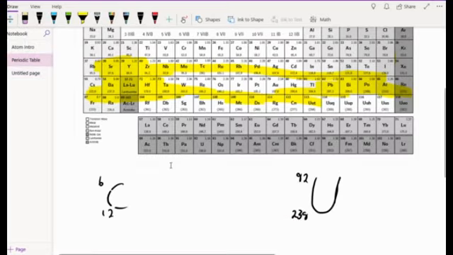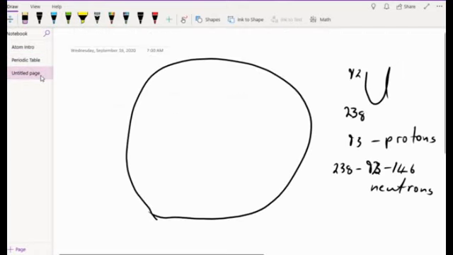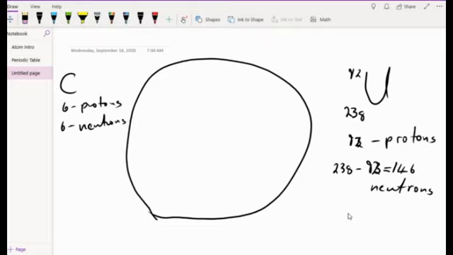Okay. All right. So uranium has 146 neutrons and 92 protons. But carbon has 6 protons and 6 neutrons. So we are still on the strong force.